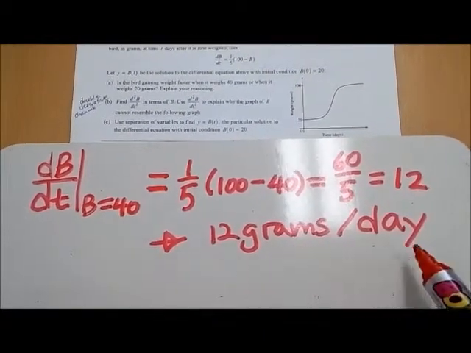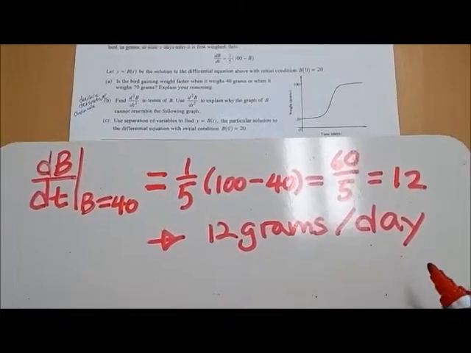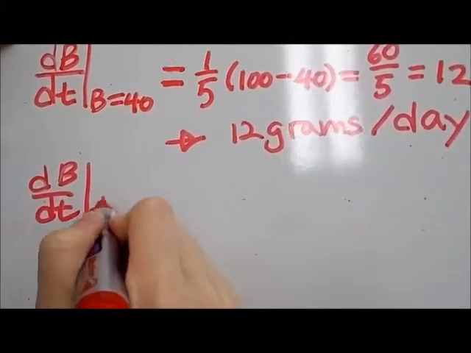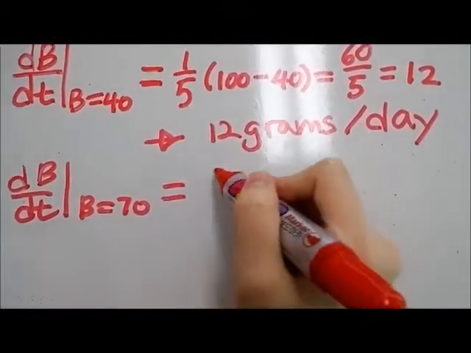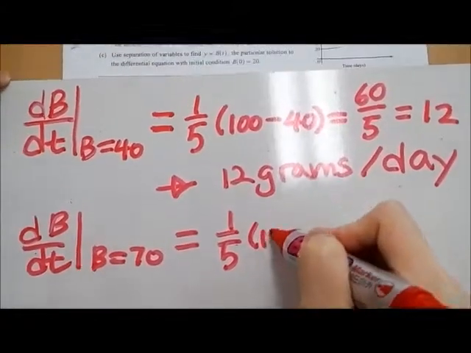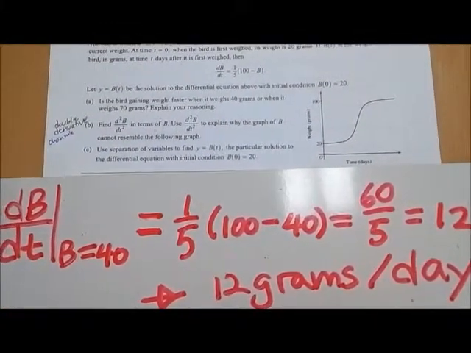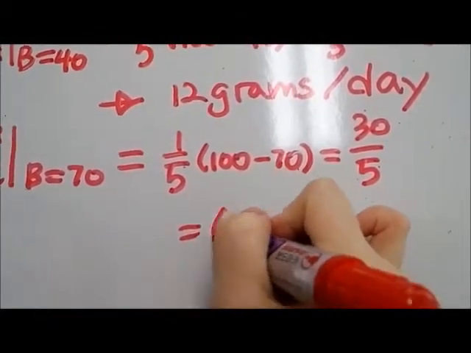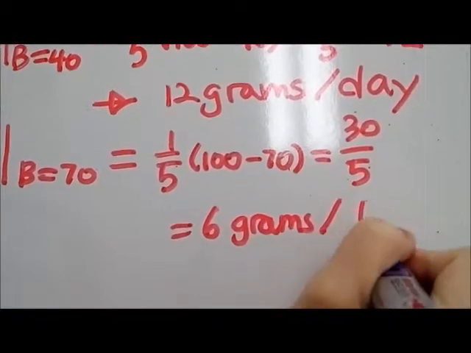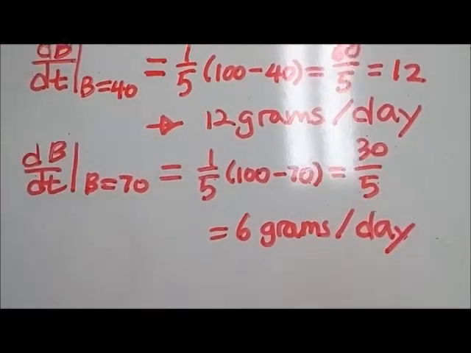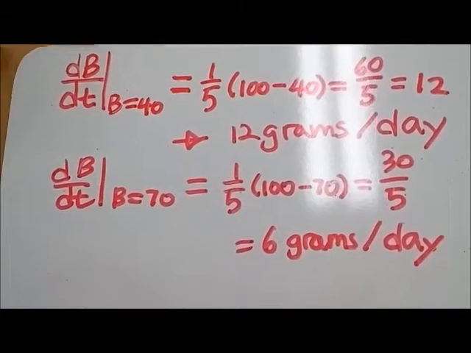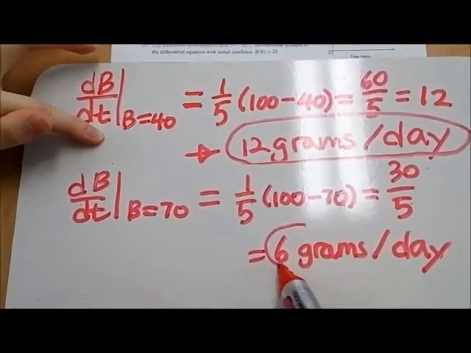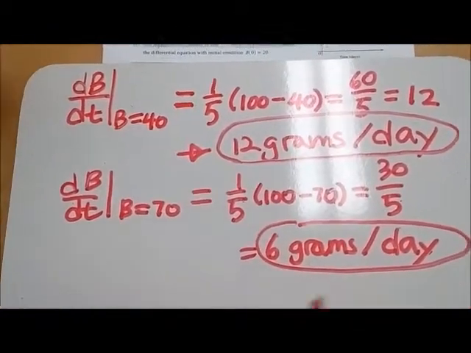And it needs to be in this unit because it is a rate. And since t is in days, we need to write per day here. For dB/dt, when B equals 70, we again plug it into B in the equation above. It's 1/5 times (100 minus 70), which is 30 over 5, which is equal to 6 grams per day. So we can safely conclude that the bird is gaining weight faster when it weighs 40 grams because the rate at which it is gaining weight is much higher when it weighs 40 grams.